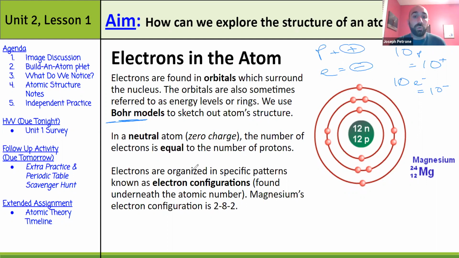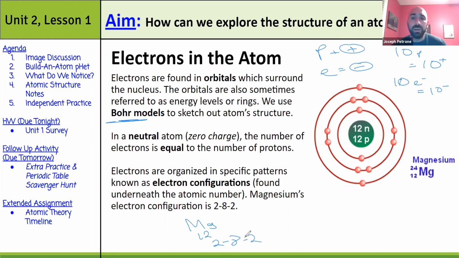Now, the electrons are organized in these specific patterns that are known as the atom's electron configuration. And this is found underneath the atomic number on the periodic table box. So it's a series of numbers that has a dash or 2 or 3. Now, if you look at magnesium, it should have an electron configuration of 2-8-2. So if you look at the periodic table, you'll see magnesium, its atomic number is 12, and then directly under that, you should see 2-8-2.